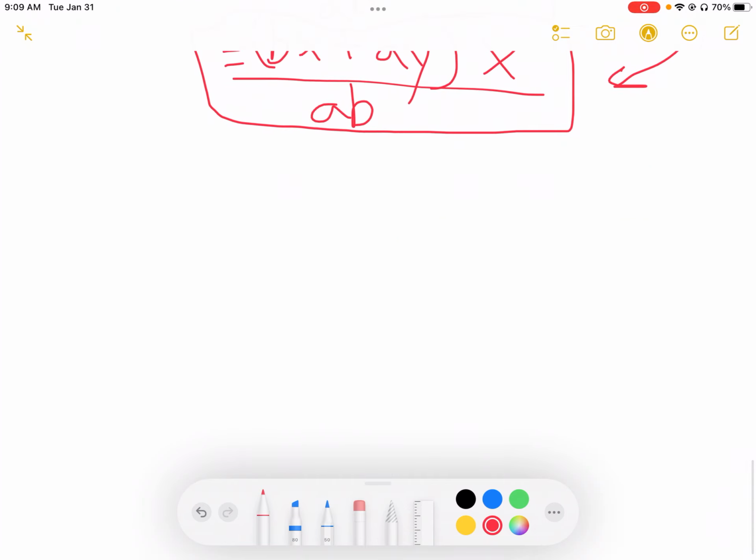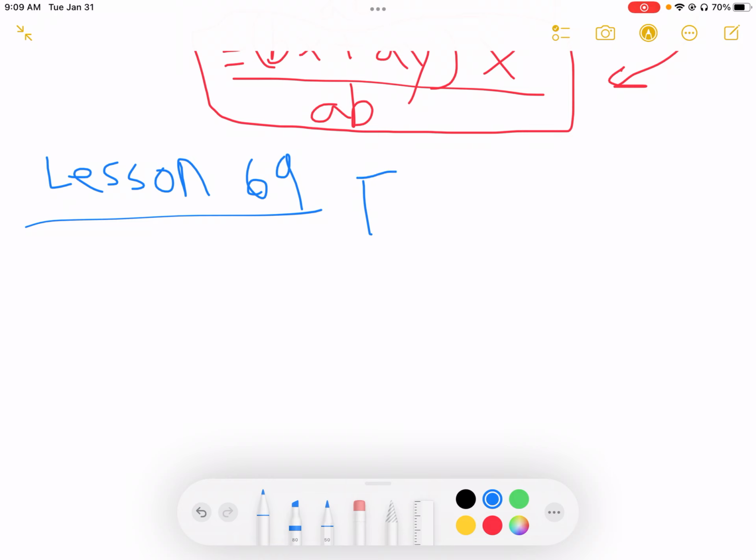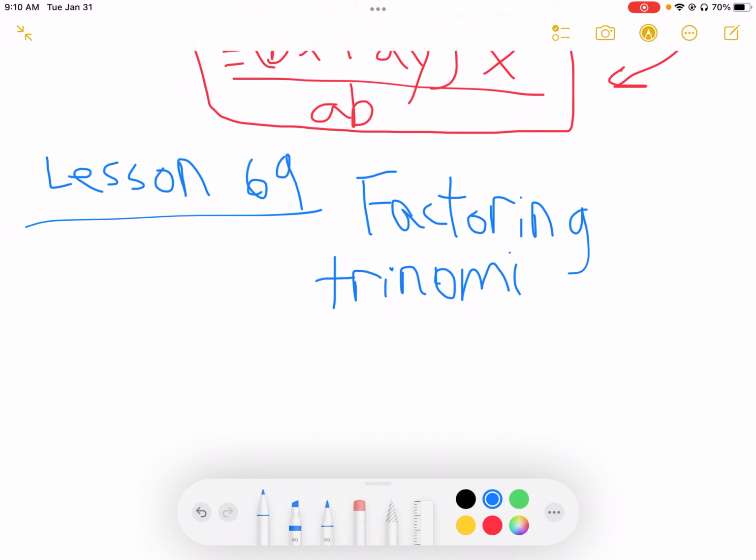So 69. Lesson 69 here is about factoring trinomials. And we actually did this already, so it's a little bit of review. Factoring trinomials, we'll do it right out. You guys did this in your supplement, so it's a review. But we'll just go ahead and do one real quick and just review what it looks like.